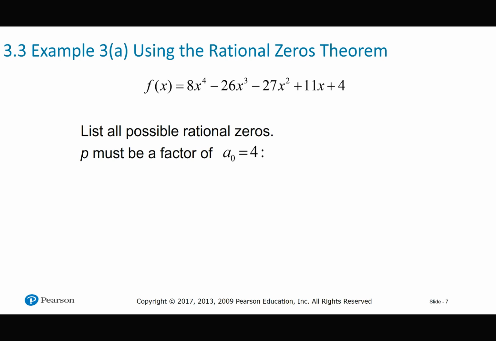Don't worry about this a sub 0. I should probably actually just take that out. Okay, we're just looking at factors of that constant. Well, I know I could do plus minus 1, plus minus 2, and plus minus 4 would be all of my factors of my constant.